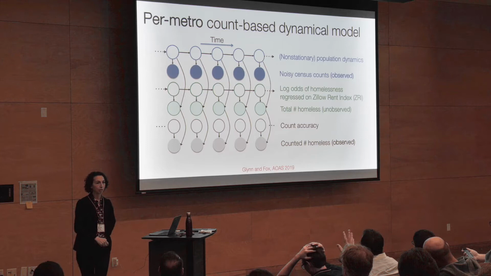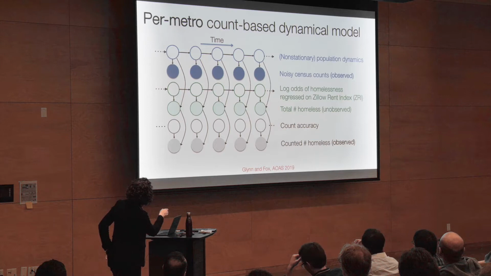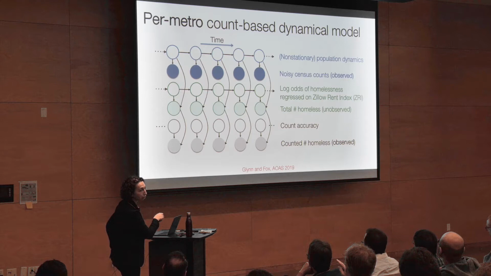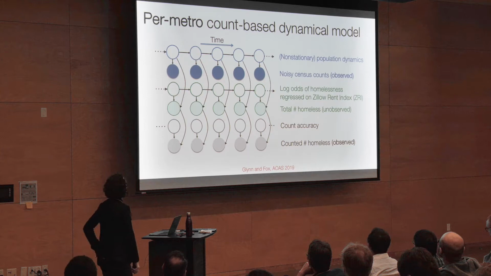So, according to homeless populations and noisy census homeless counts? This is total metro. This is not homeless. This is overall. The blue ones. This one? Those are total population. Total population. Okay. Everything here is for total population. This is the chances of being homeless. This is what the unobserved total homeless population is. And this is what we count the homeless population to be. Okay, great, thank you.